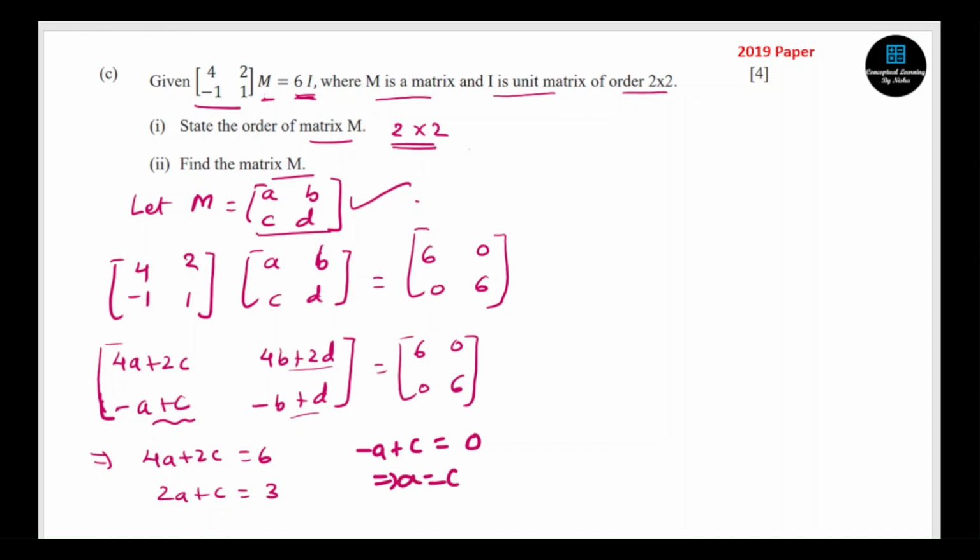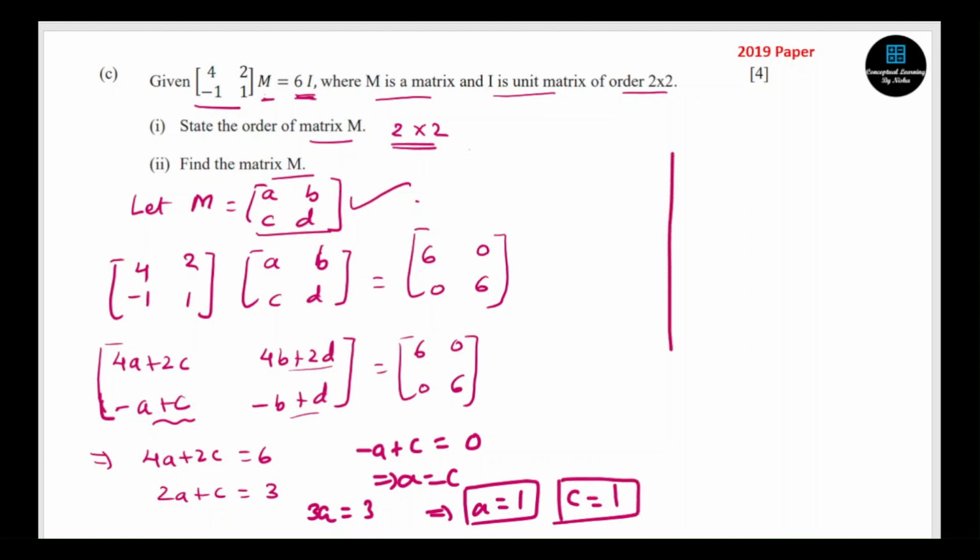When you put this, then what do we get? See here. If you put c equals a, then you'll get 3a equals 3, and then you'll get a equals 1. When you get a equals 1, a equals c, so you can say c is also 1. Correct? Now we have to solve the second one.